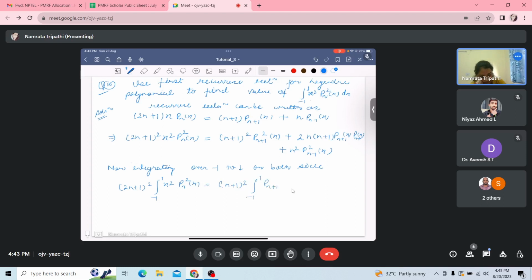How to find the value of Pn plus 1 square? The integration over minus 1 to 1 of Pn plus 1 square. How to find the integral value? So we have to calculate this and this term.